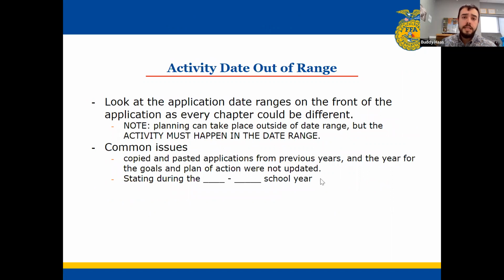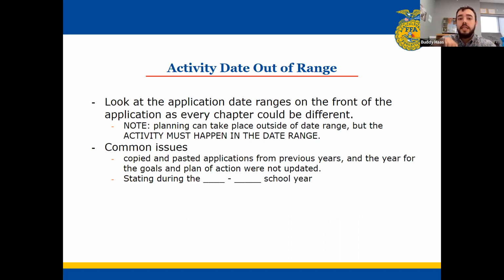The second most common deduction that you might see is activity date out of range. The biggest tip that I can give you is that on the very first page of every application, each chapter gets to select their own start and end date, so every chapter could be something different. What I always do is take a Post-it note and, before I read an application, write down, say, April 1, 2021 to March 30th, 2022, or July 1st to June 30th, so that while I'm reading that application, I know what their activity date lines are.